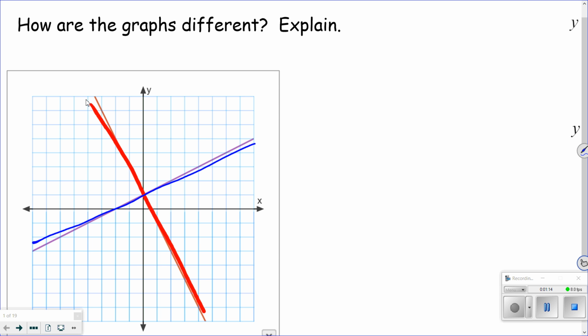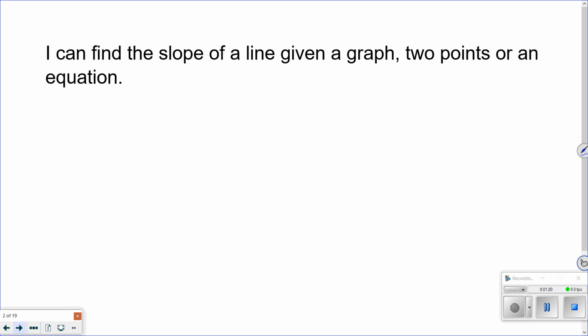So that's what we're going to review in this lesson. We're going to go back and look at slope, what is slope, and how do we find slope. We want to be able to find slope given a graph, given 2 points, or also just by looking at the equation. So we're going to go through how we can do that using all three of those different types of information given.